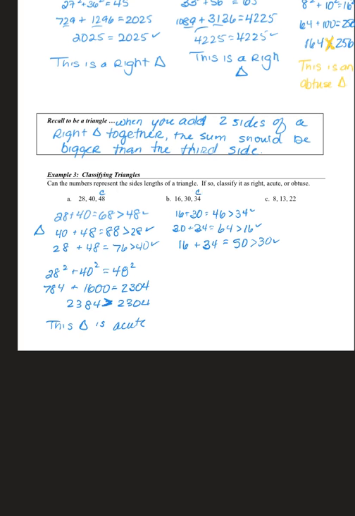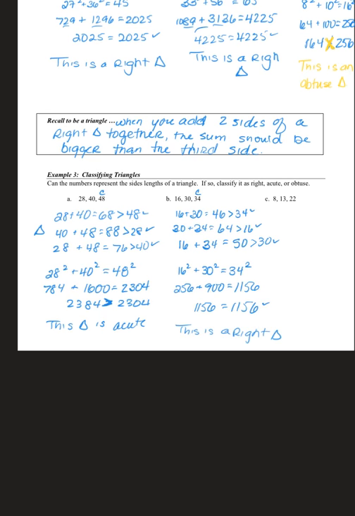The 34 will be your C number. So you're going to have 16 squared plus 30 squared equals 34 squared. So we get 256 plus 900. Is that equal to 1156? When I add those together, I do get 1156 equals 1156. So this is a right triangle.